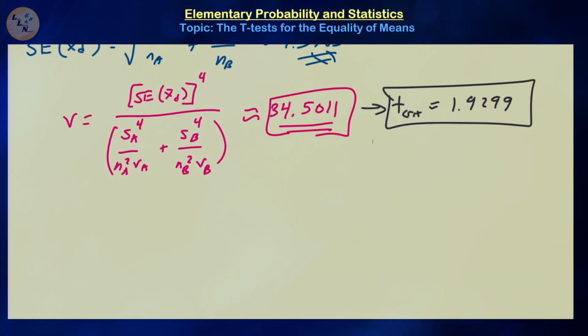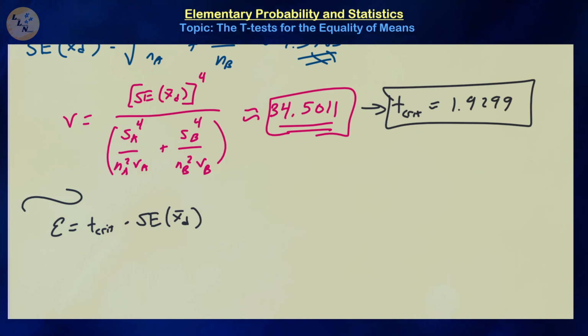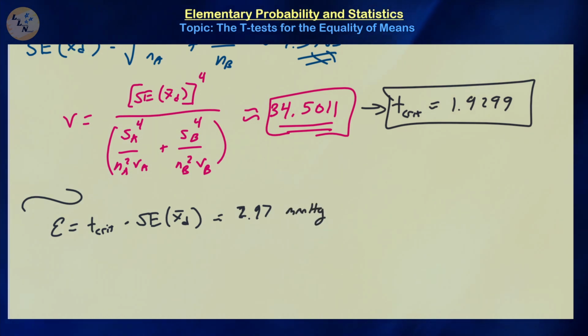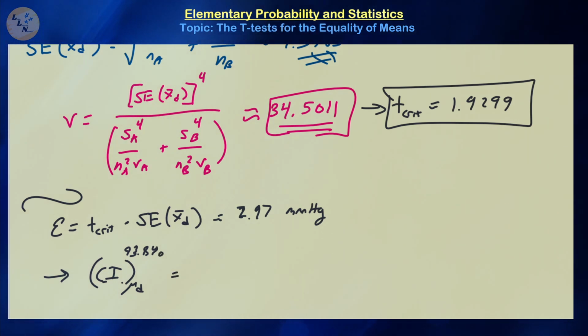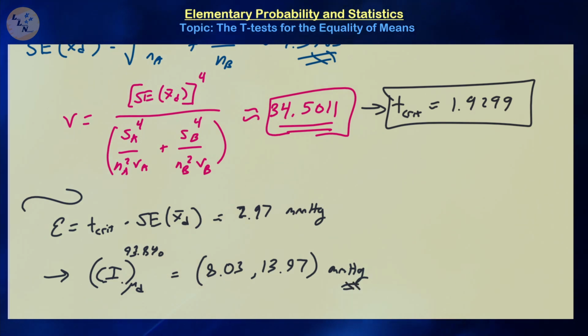Once we have our t critical value, all the hard parts are done, so the margin of error is going to be equal to the t critical value times the standard error of the estimate of x bar d, and that's going to come out to approximately 2.97. And keep in mind, that's in millimeters of mercury, or the difference in blood pressures, right? So that means our confidence interval for the population mean difference in systolic blood pressures between these two populations under a 93.8% level of confidence is going to be between 8.03 and 13.97. And keep in mind, this is in millimeters of mercury.